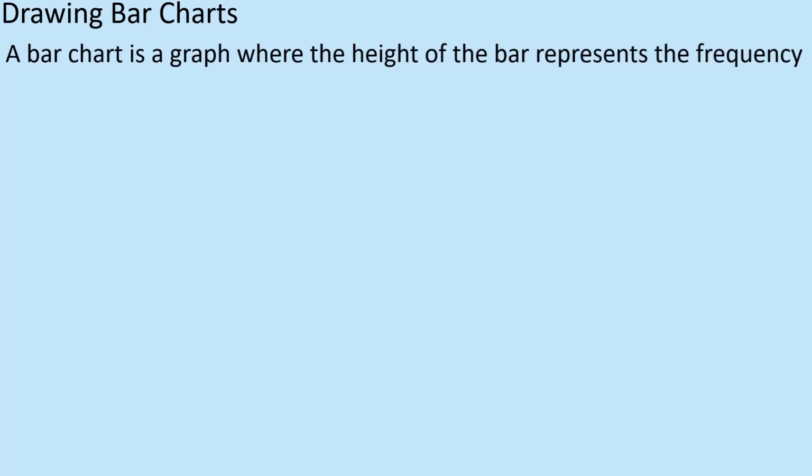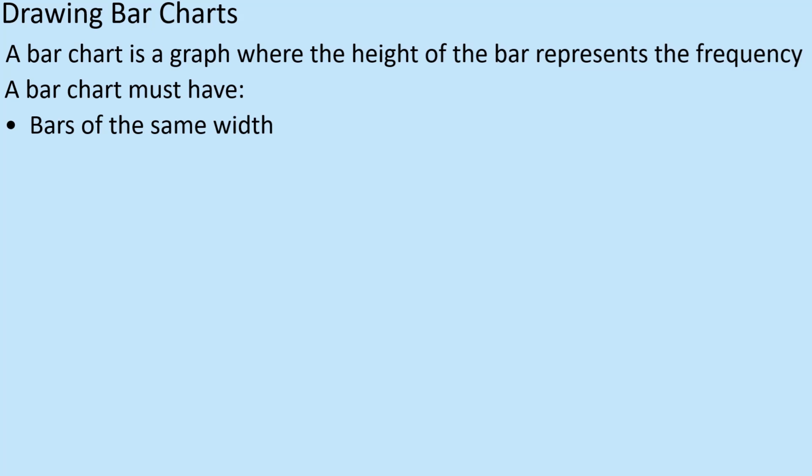Right, so first things first, a bar chart is a graph where the height of the bars will represent the frequency. You'll have seen many of these before, but of course if you have to draw one, it's really important you understand the criteria that the exam boards are looking for, so that's what we're going to walk through. So a bar chart must have, all right, so these are key elements.